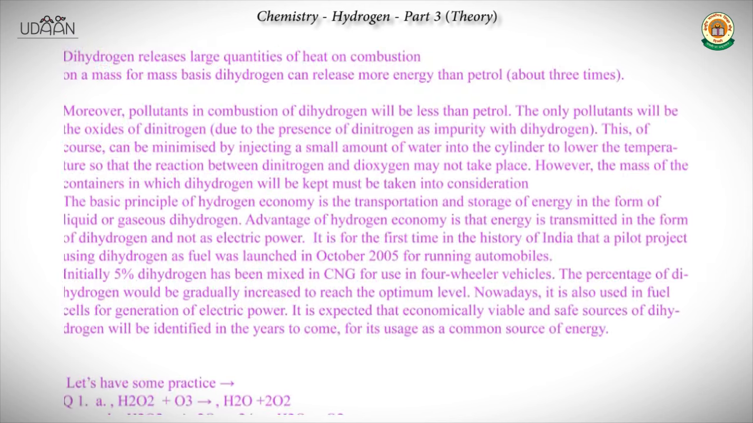Now we will discuss the topic hydrogen as a fuel. Dihydrogen releases large quantities of heat on combustion. On a mass for mass basis, dihydrogen can release more energy than petrol. That is, it is a very important fuel. Moreover, pollutants from combustion of dihydrogen will be less than petrol. In the case of petrol, lots of organic compounds burn and produce a lot of pollutants, and there are no pollutants in the case of dihydrogen.